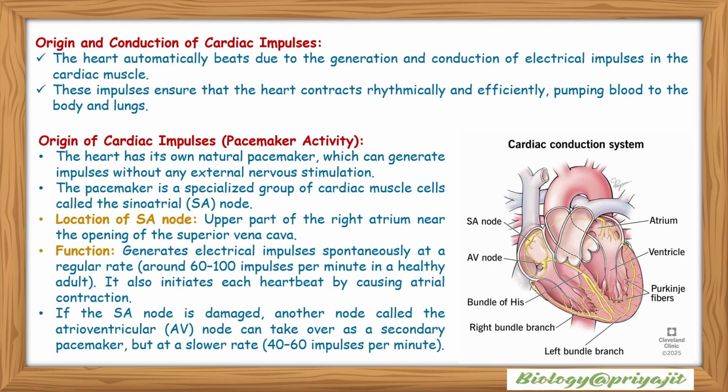The heart automatically beats due to the generation and conduction of electrical impulses in the cardiac muscle. These impulses ensure that the heart contracts rhythmically and efficiently, pumping blood to the body and lungs. Origin of cardiac impulses or pacemaker activity.